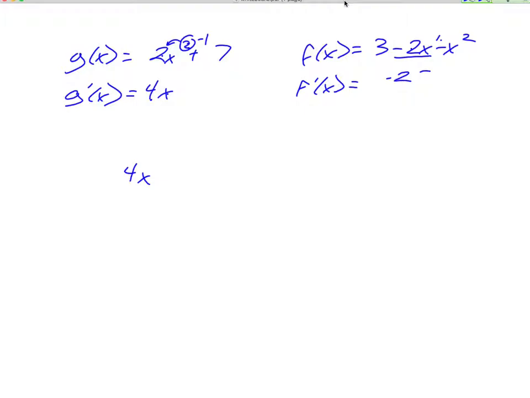Then I move over. 2 times negative 1 is negative 2. 2 minus 1 is 1, so I just get x. So my derivative is negative 2 minus 2x. So what about when it's in a... We'll get there.